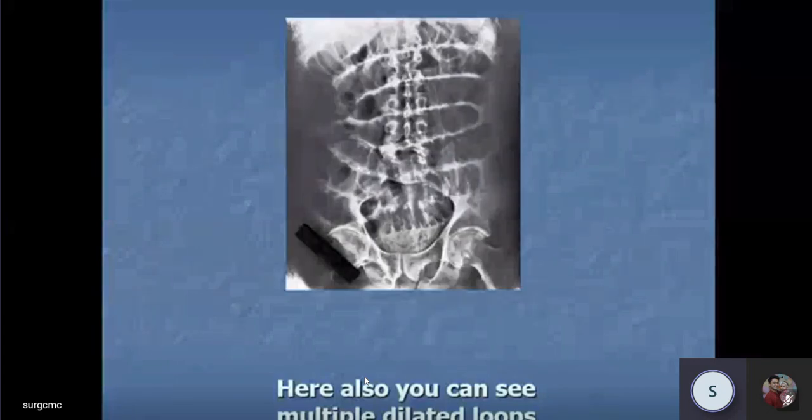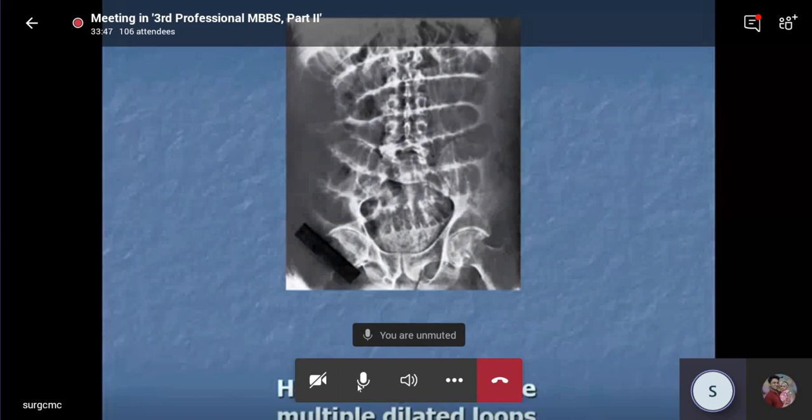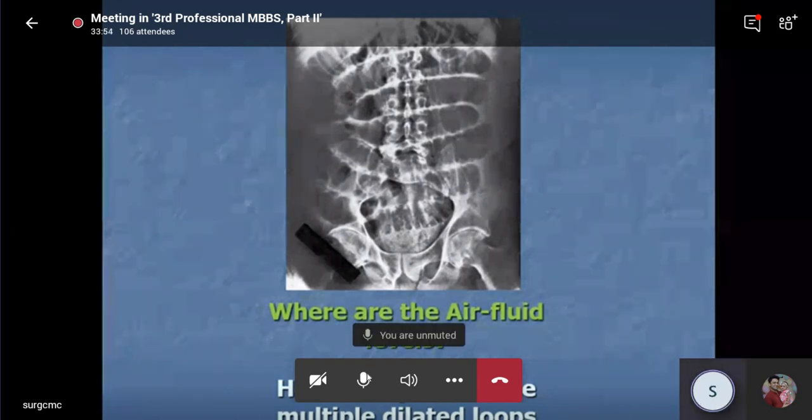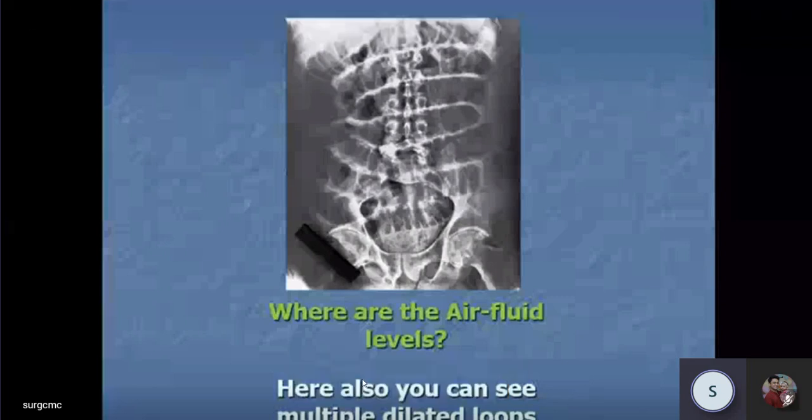Now it's a peculiar X-ray. You can see multiple dilated loops in this particular X-ray. Yes or no? Yes, sir. But can you see any air fluid level? No, sir. Then what happened here? Enteroclysis? That is a different thing, that's the procedure. Come on. There are multiple dilated gut loops, but no air fluid level.